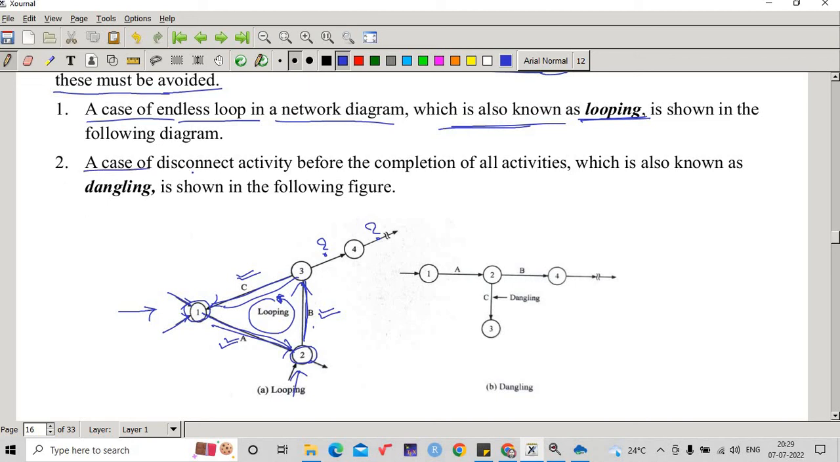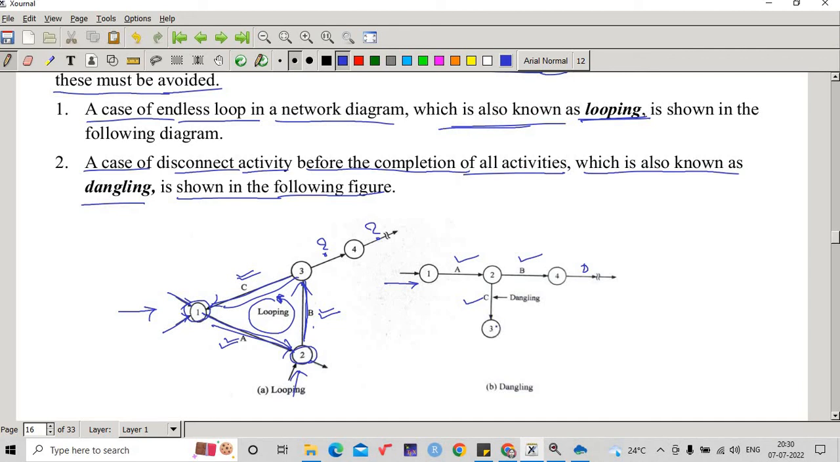Second, a case of a disconnected activity before the completion of all activities is known as dangling, as shown in the following figure. It means that at a particular step, we may observe the disconnection of an activity compared to the remaining activities. Suppose we start with activity A to be performed, then after that activity B and C are to be performed after completion of A. Then B will proceed further towards the next activity, which might be D over here, right?